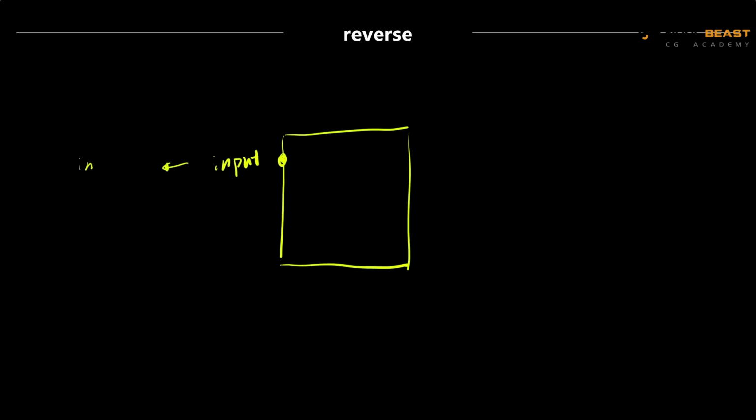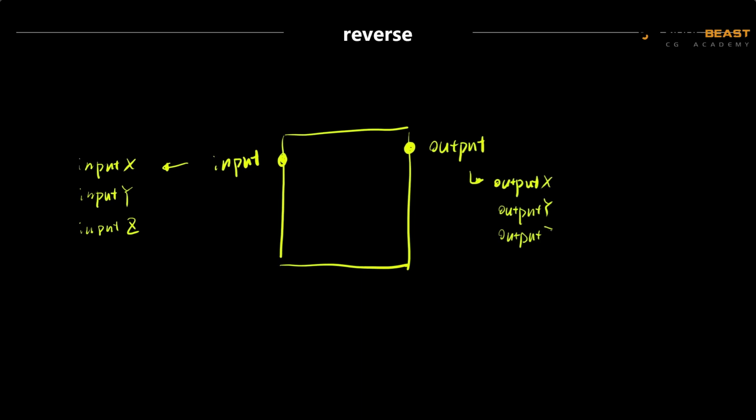Next, let's talk about the reverse node. The structure of this node is actually very simple. Similarly, it's a node. It has only one input. It's a vector type, so it has three input fields: input x, input y, and input z. Then it performs a calculation inside the node, and the output is also just one. It also has three attribute fields: output x, output y, and output z.